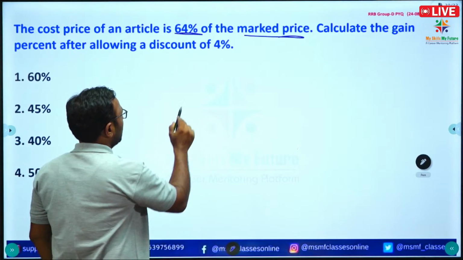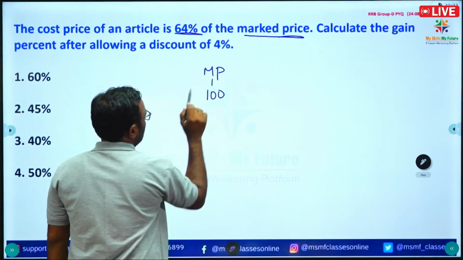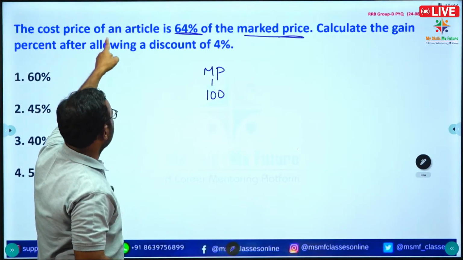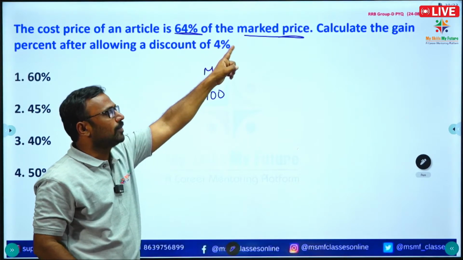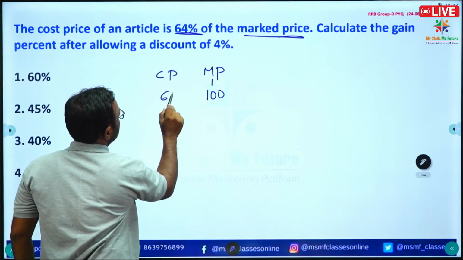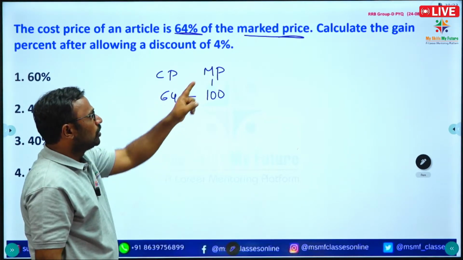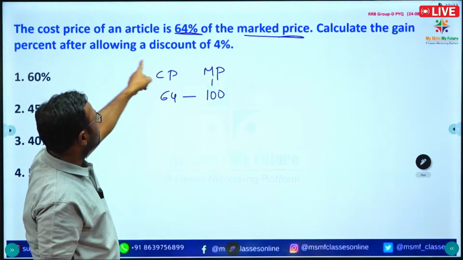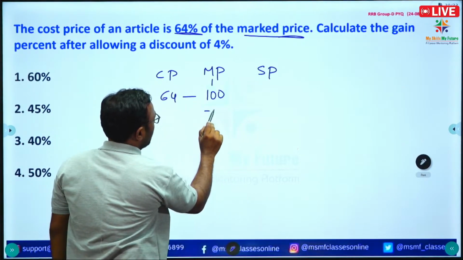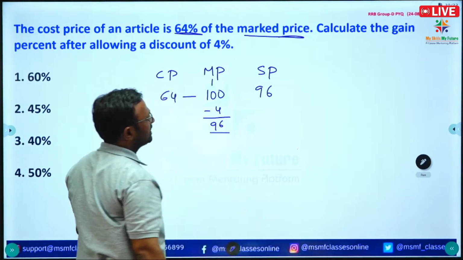So see here, let us take the market price to be 100. They gave that the cost price of an article is 64% of the market price. So according to this, we can take the cost price as 64. And they gave a 4% discount. So for the selling price, just subtract 4% from this and we get the selling price. 96 is the selling price.